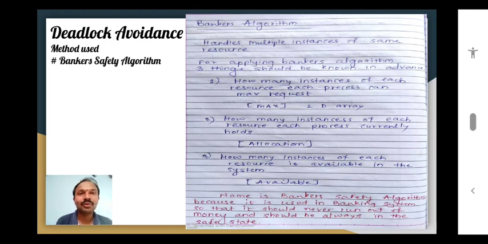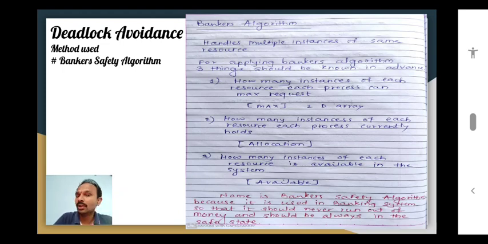Now let us start our discussion with deadlock avoidance. Here in deadlock avoidance, we are using Banker's safety algorithm. I have copied my notes over here. So this is Banker's algorithm, or Banker's safety algorithm. Let us start discussing this algorithm, and we are going to see it with the help of a problem, so that Banker's algorithm will be more clear for sure.